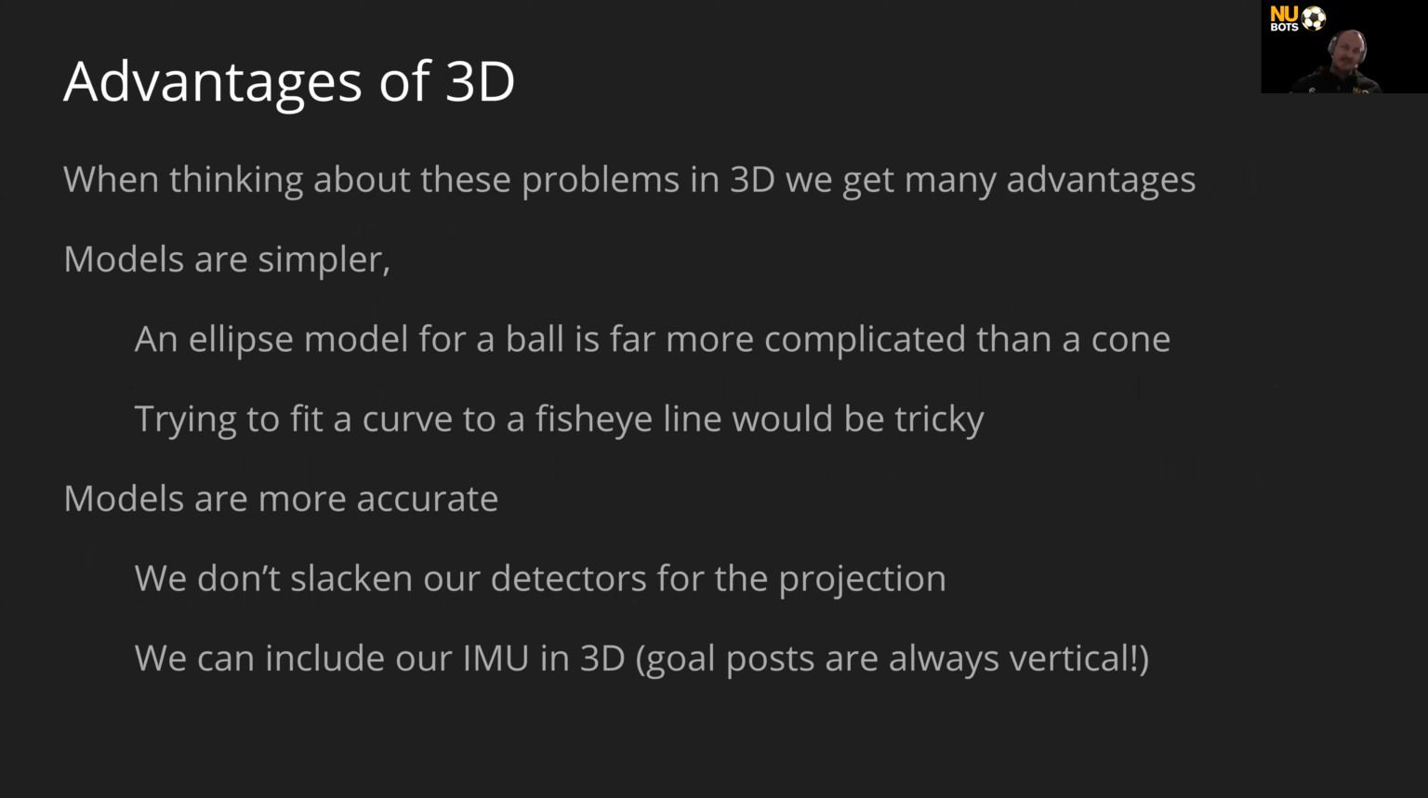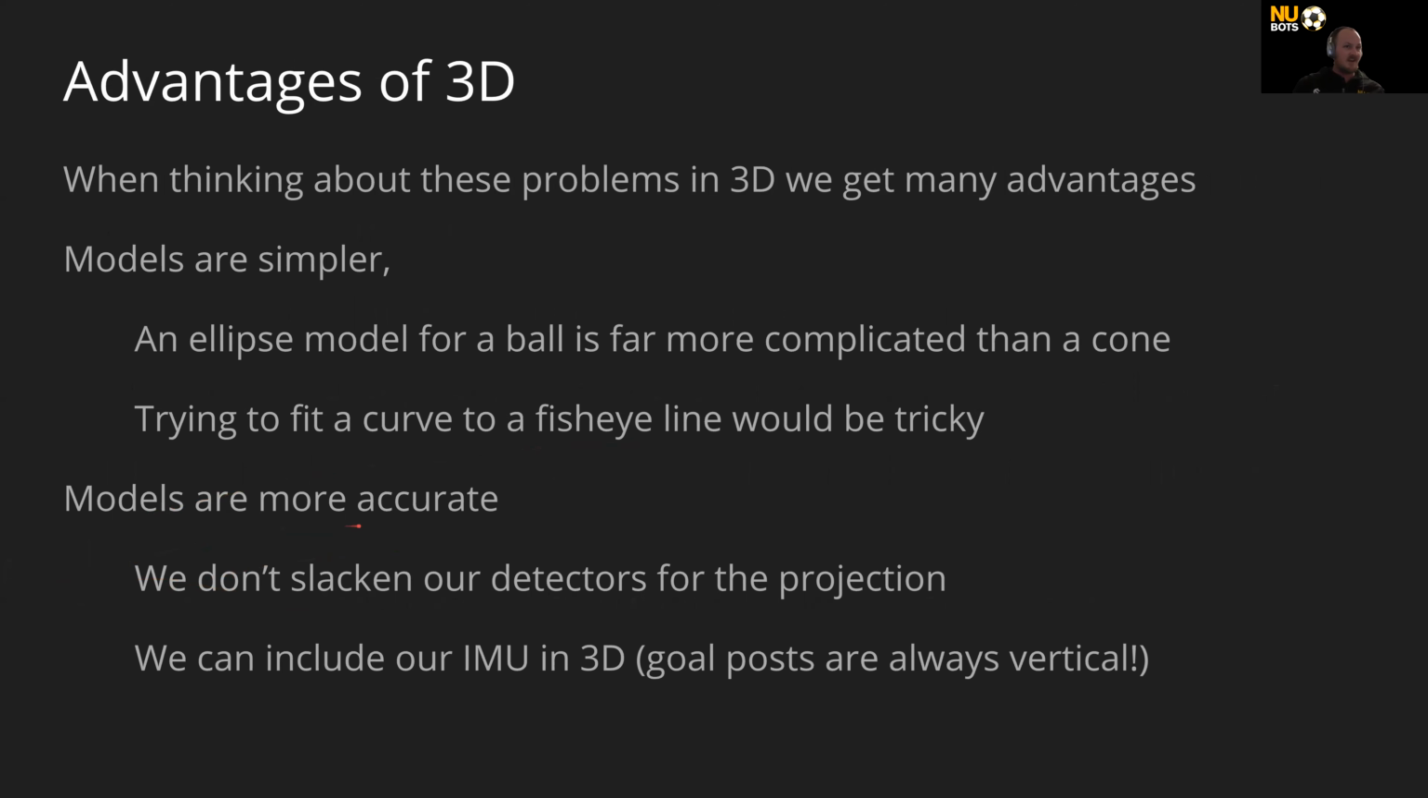So there are a number of advantages to using 3D. The models are simpler. An ellipse model for a ball is far more complicated than just trying to find a cone. Trying to fit a curve to a fisheye lens line would be tricky. And even once you had that fisheye line, how would you interpret that back into the real world? What does that mean in the real world? It becomes very, very complicated.